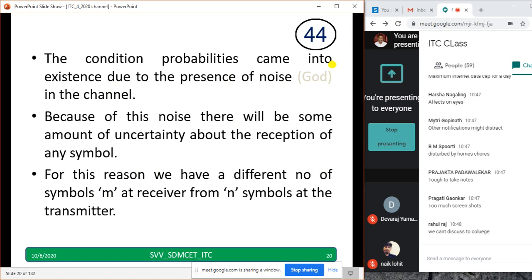The conditional probabilities. Why, sir? When I am sending A, I should receive A, no? Yes, it is true, but impossible, because God is there. Wherever God is there, we say noise is there everywhere. Therefore, whenever you are sending A, it may be received as B at the receiver. This is one important point which you have to remember. And don't write these things, God and so on, in the exam. It is just for your information. And somebody may ask the reason why m and n. This is one line, you have to read it.